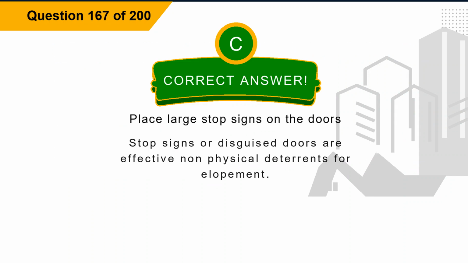The correct answer is option C, place large stop signs on the doors. Explanation. Stop signs or disguised doors are effective non-physical deterrents for elopement.